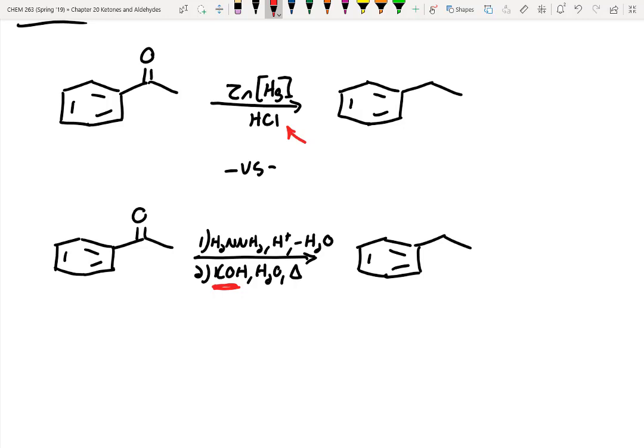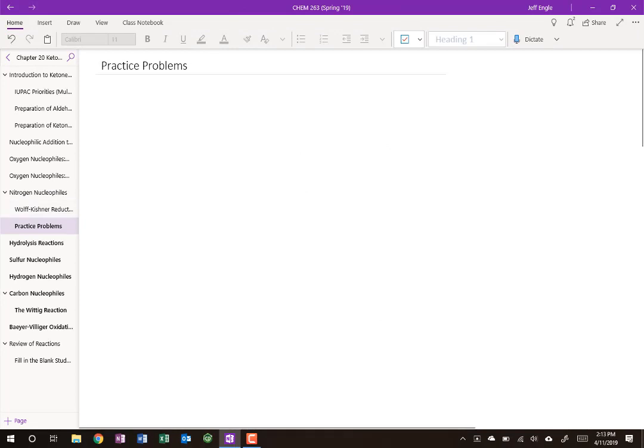On the flip side, the Clemmensen reduction, the one on the top, really only works for aromatic ketones, meaning one half of the ketone is attached to an aromatic group. It doesn't work with aliphatic ketones, meaning no aromatic rings, where the Wolff-Kishner reduction doesn't care. It'll work on just about anything. Yeah? I was going to ask what aliphatic means. Yeah, aliphatic just means alkane, right? So no aromatic groups, nothing like that. Yep, good questions. All right, let's do a few more practice problems and then we'll call it quits.